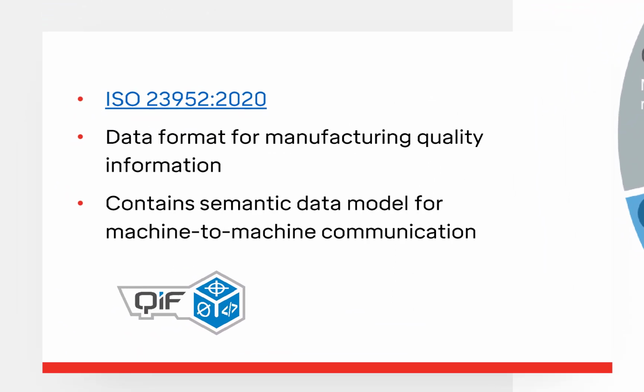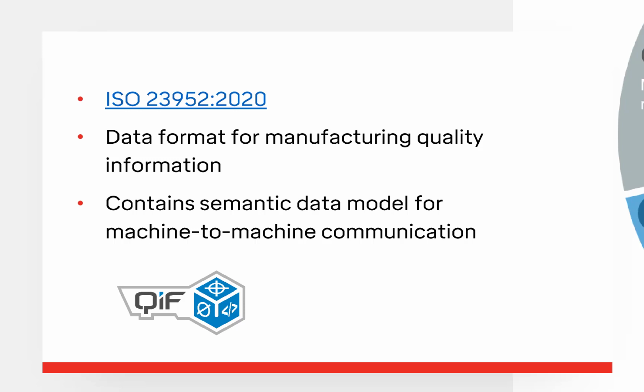So QIF, what is it? First of all, it's an ISO standard, ISO 23952. It was published by ISO in 2020, but it's actually been an ANSI standard since, I believe, 2013. So it is an international standard now. And what is it? It's a data format for manufacturing quality information. What this means is that it starts with the product definition at the core, which is the MBD model. So it's your CAD model, it's your PMI, all fully semantic. And then you can layer data on top of it having to do with quality control plans, quality results information, and so forth.